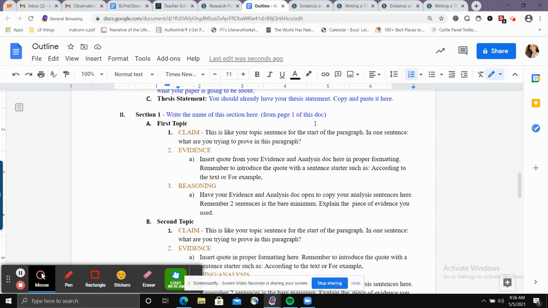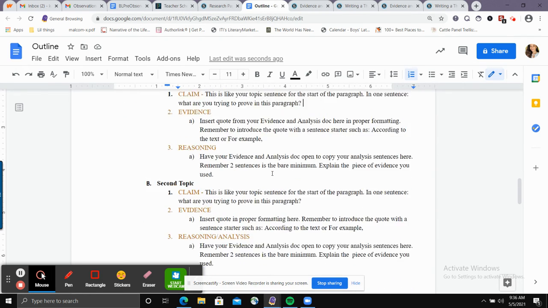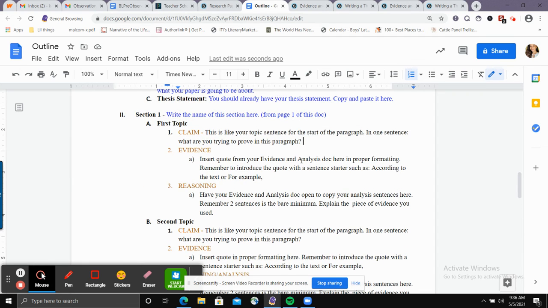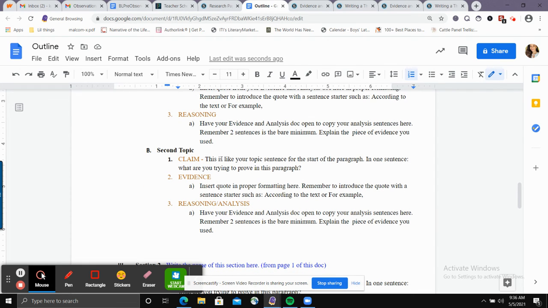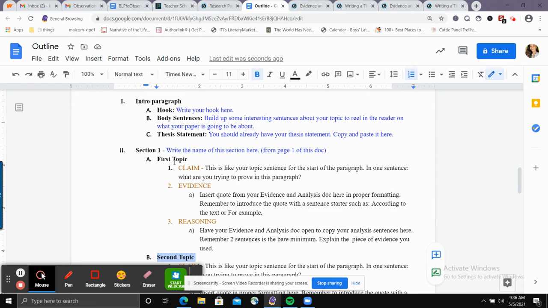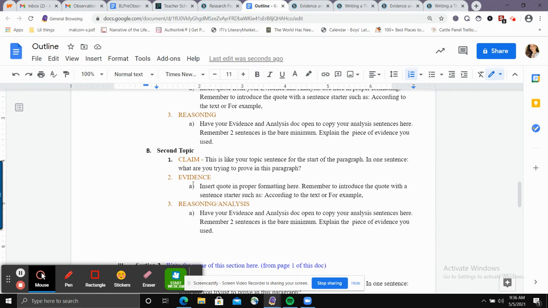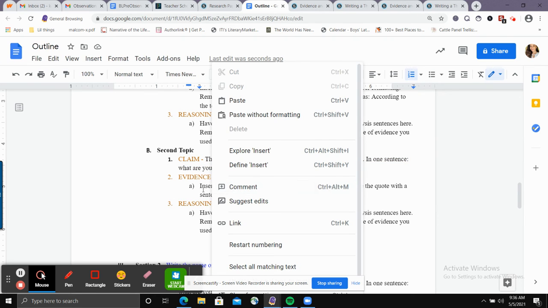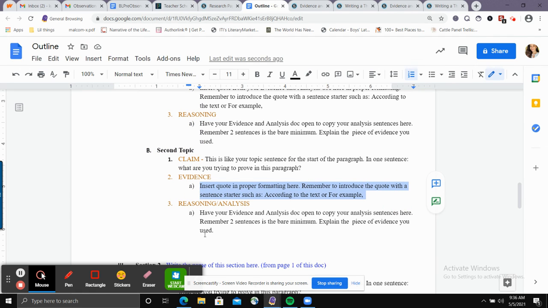The rest of this is very formulaic, okay? It really is repetitive, but basically you are writing your paper. So again, second topic. You don't have to write anything here, by the way. You can leave second topic, first topic, first topic. You don't have to replace that with anything. The only thing you're replacing is the dash and whatever's here, erasing your claim, or erasing what I wrote, writing your claim, erasing this, copying and pasting your evidence with a sentence starter, erasing this, putting your analysis.